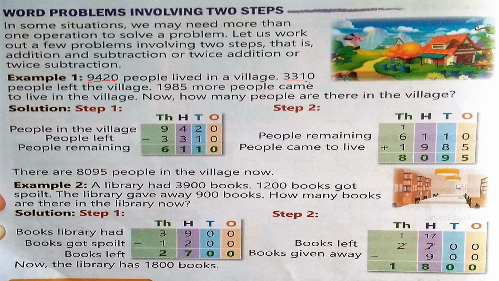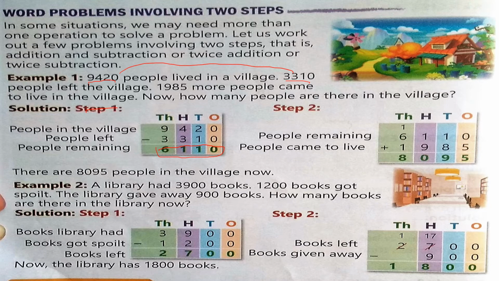So in this question, in this first step, we have to do subtraction. People living in the village, 9420, and people left, 3310, so number of people remaining. So how many people remain? 6110 people remain in the village.